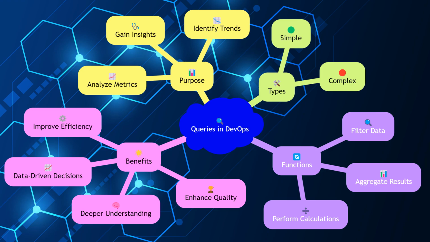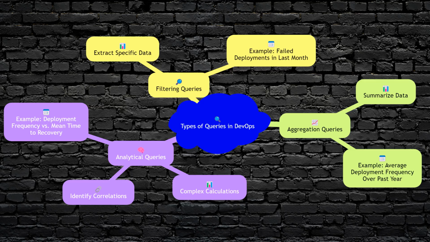There are various types of queries that can be used in a DevOps environment. These include filtering queries, which are used to extract specific subsets of data, aggregation queries, which summarize data and provide insights into trends and patterns, and analytical queries, which perform complex calculations and provide deeper insights.